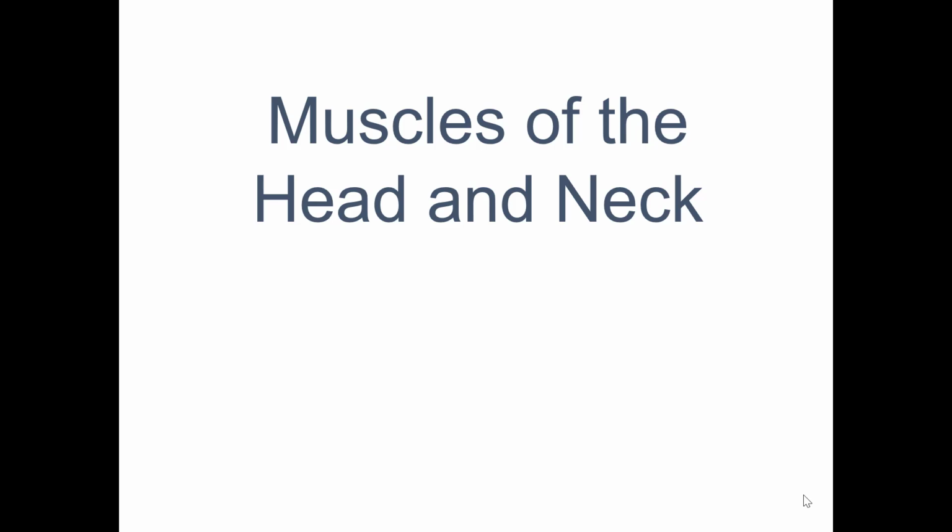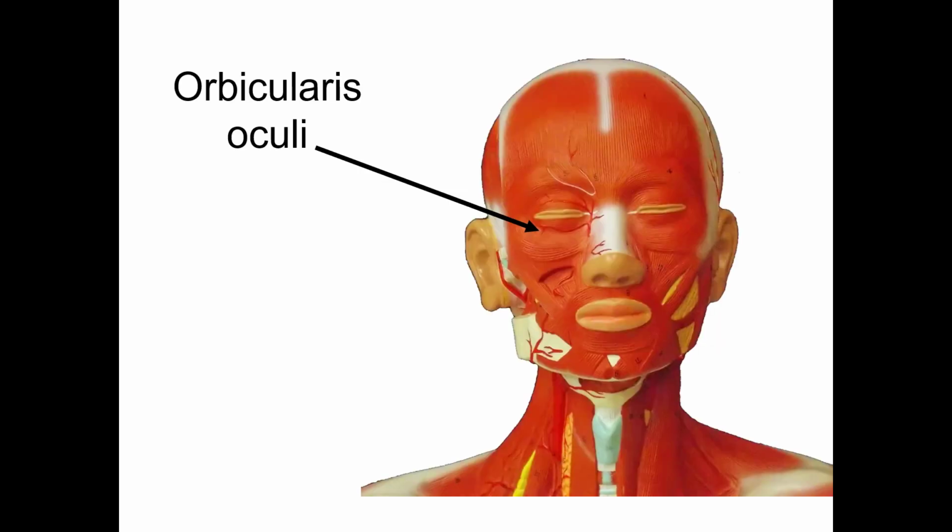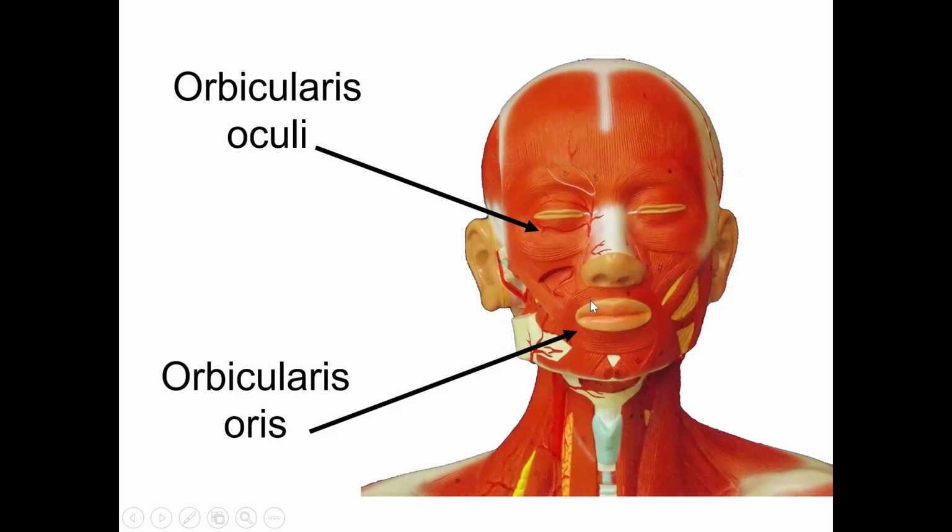Superficial muscles of the head and neck are easily seen using anatomical models. There are two circular or sphincter muscles on the face. The orbicularis oculi orbits the eye. The orbicularis oris orbits the mouth. When sphincter muscles contract, they close the openings they surround.